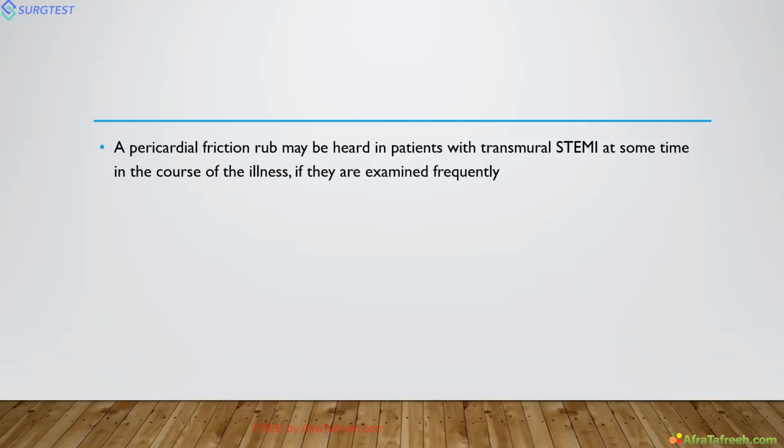Then you can see a pericardial friction rub. You should keep on auscultating, because it is a very evanescent rub. It will be there for 1 hour, and after that hour it will not be there. It may be heard in transmural STEMI at times, so you have to examine the patient frequently.